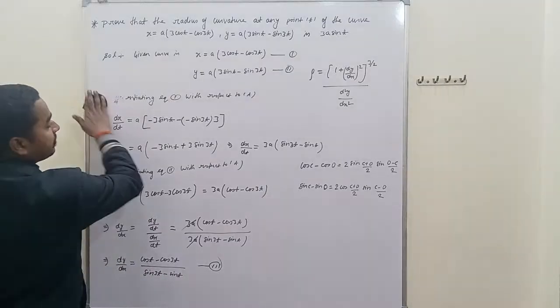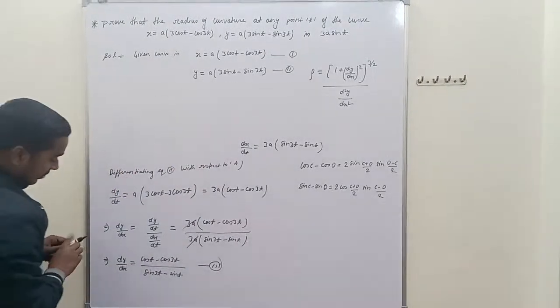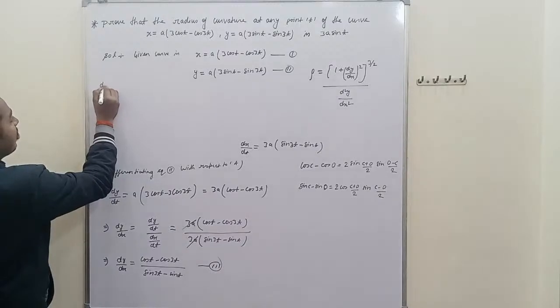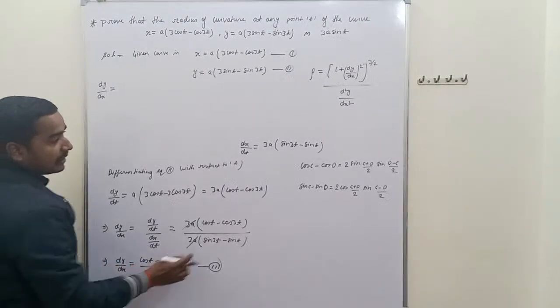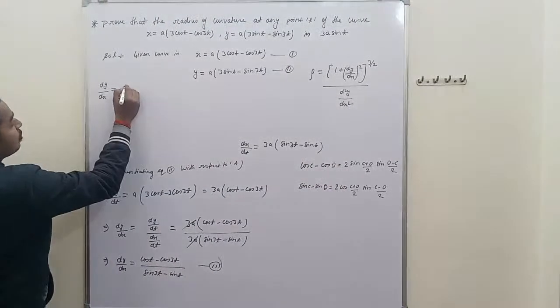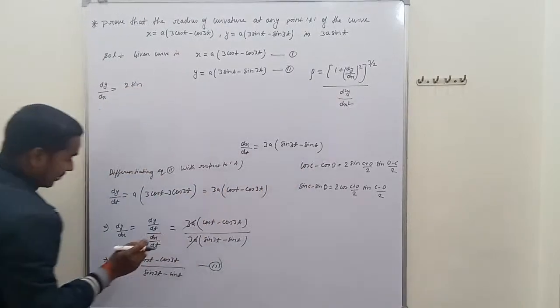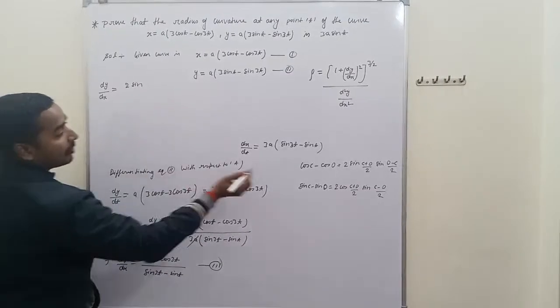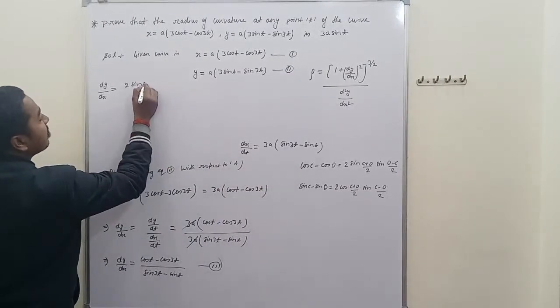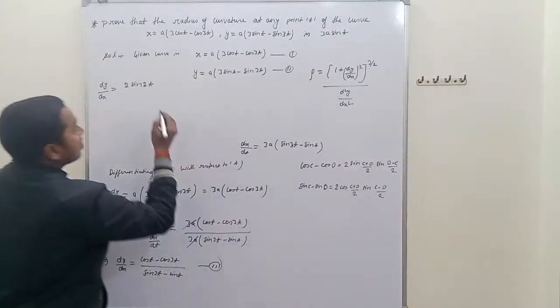Once again, dy/dx, using the formula cos c − cos d, is written as 2 sin((c + d)/2). Here the angle is t plus 3t, this is 4t, and 4t upon 2 is 2t. Again sin((d − c)/2).